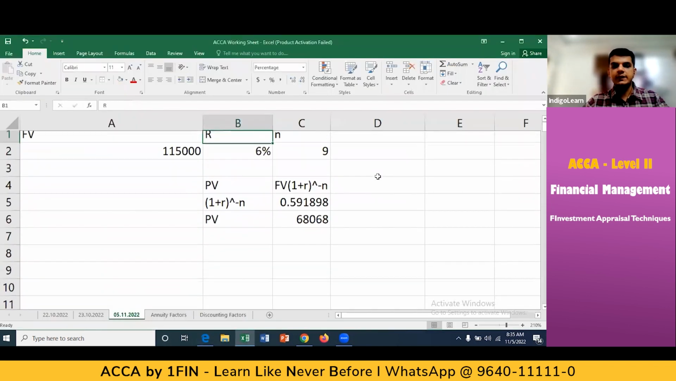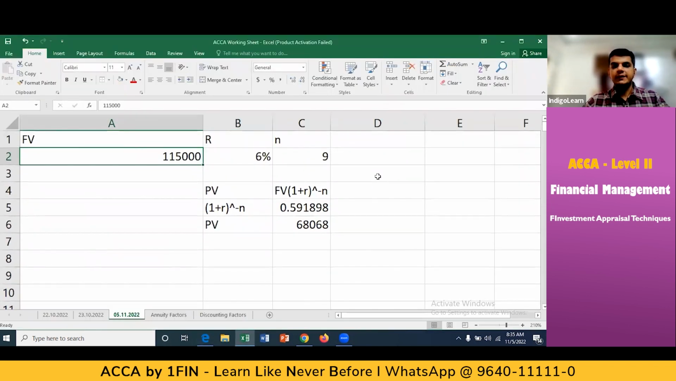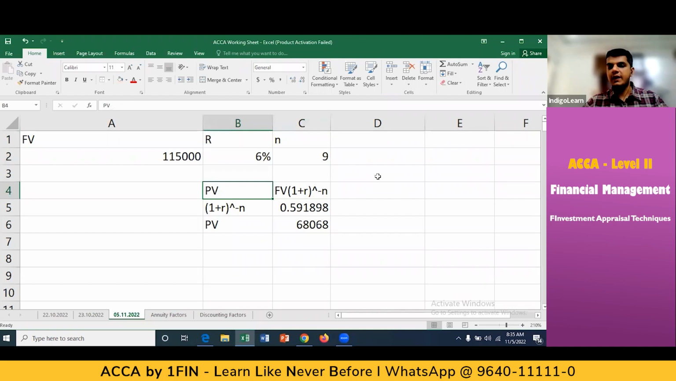So we'll just see it. $1,50,000 is the future value. Then the rate of interest is 6, time is 9. So we know present value is equal to future value into (1 plus R) to the power minus N. We'll first calculate the discounting factor, that is 1 plus 6% interest to the power minus 9, or we can just see here also, 6%, 9.